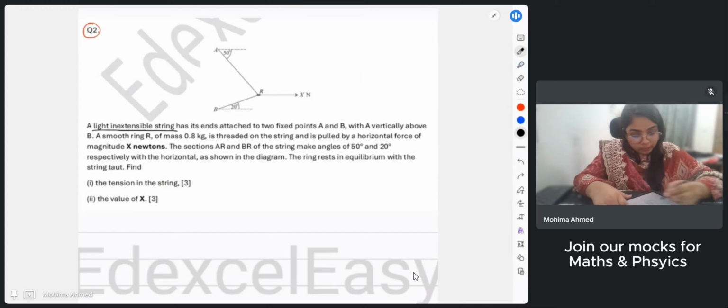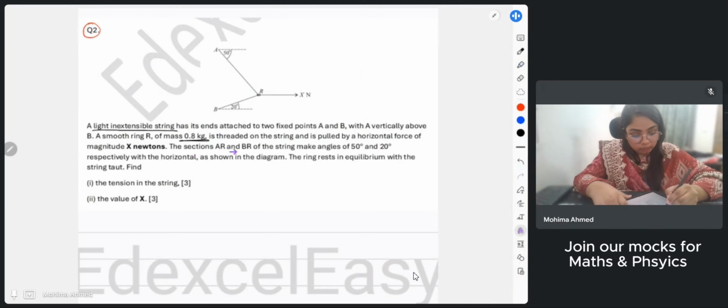Okay, now it says that the string has its ends attached to two fixed points A and B, with A vertically above B, a smooth ring of mass 0.8 kg is threaded on the string and is pulled by a horizontal force of magnitude x newtons.